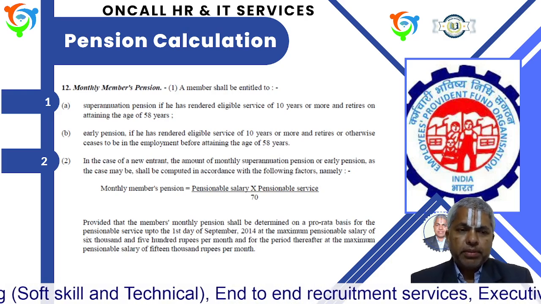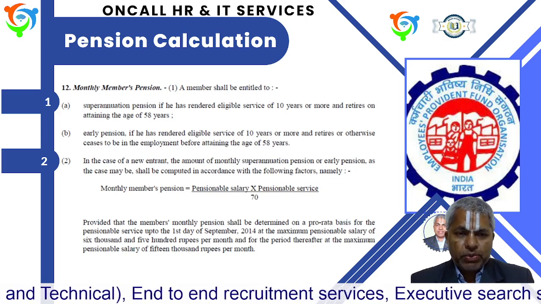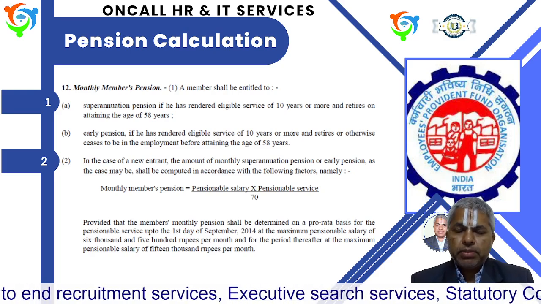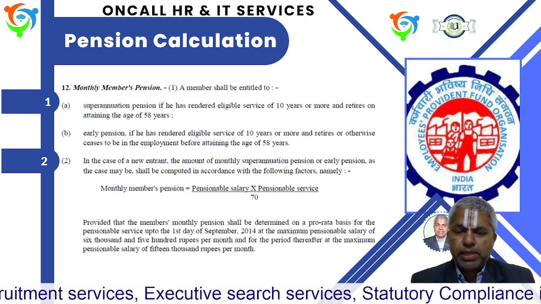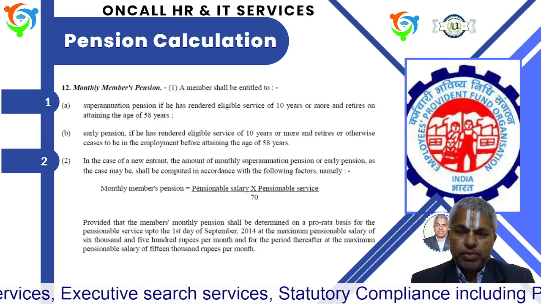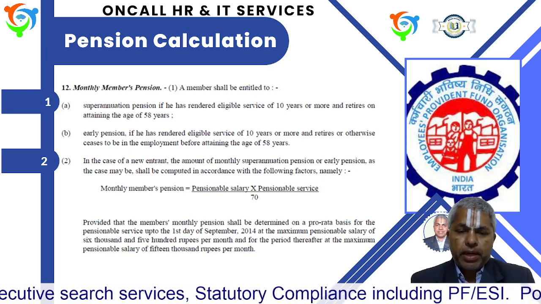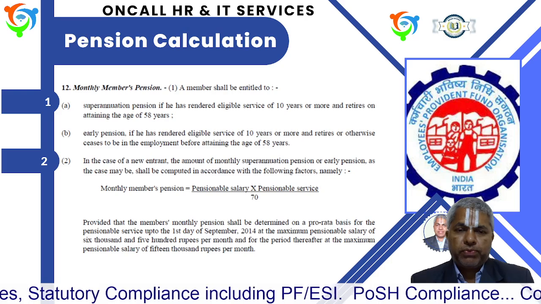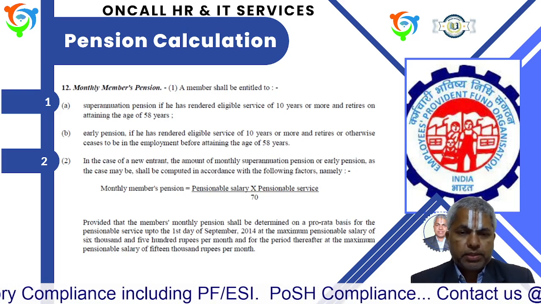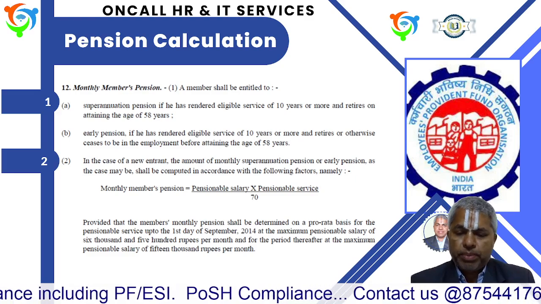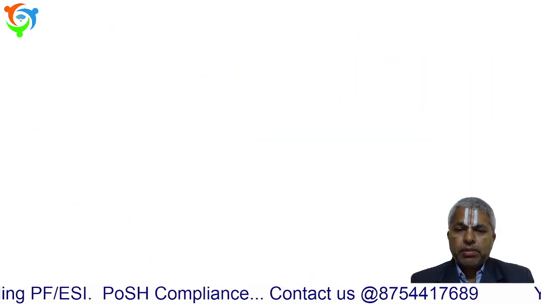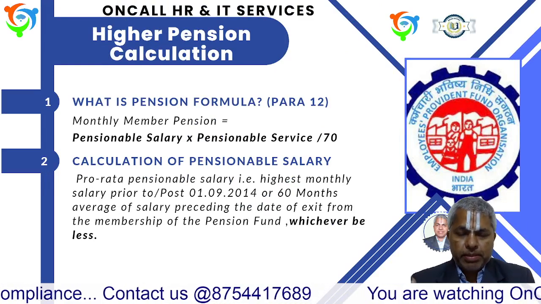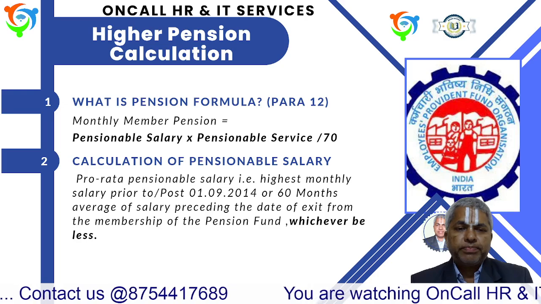How to calculate? Member's monthly pension equals pensionable salary into pensionable service divided by 70. So there is one data, pensionable salary, and another data, pensionable service. We must know, divided by 70. In addition to that, before 1st September 2014 and after 1st September 2014, we need to calculate on a pro rata basis. That also is defined in para 12 of the EPS scheme. That means pensionable salary into pensionable service divided by 70 is the formula for calculation of monthly pension.